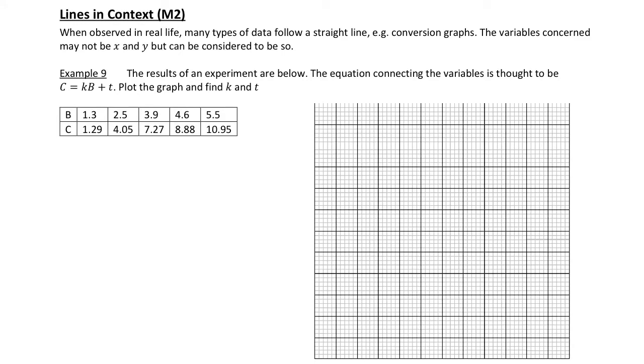Lines in context. When observed in real life, many types of data follow a straight line. For example, conversion graphs, velocity time graphs. The variables concerned may not be x and y, but we can consider them in that way.